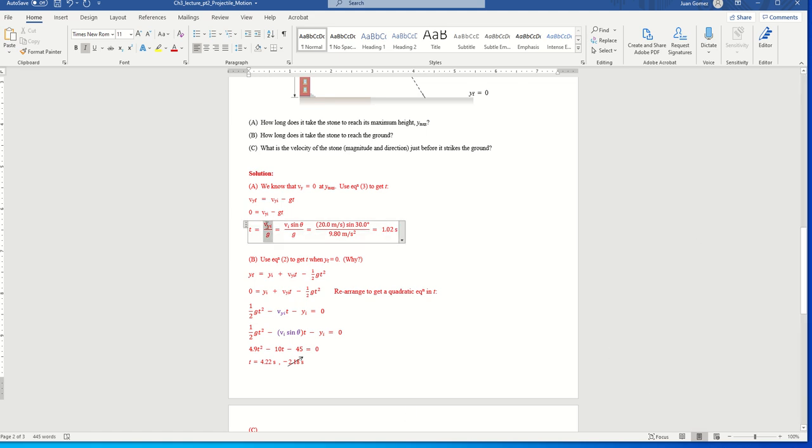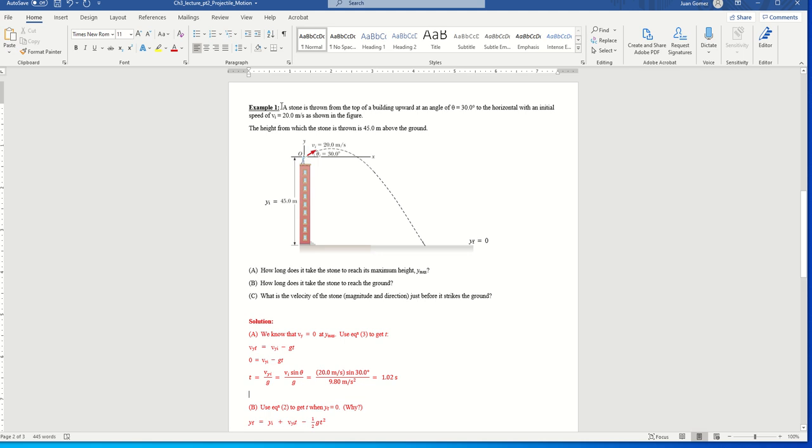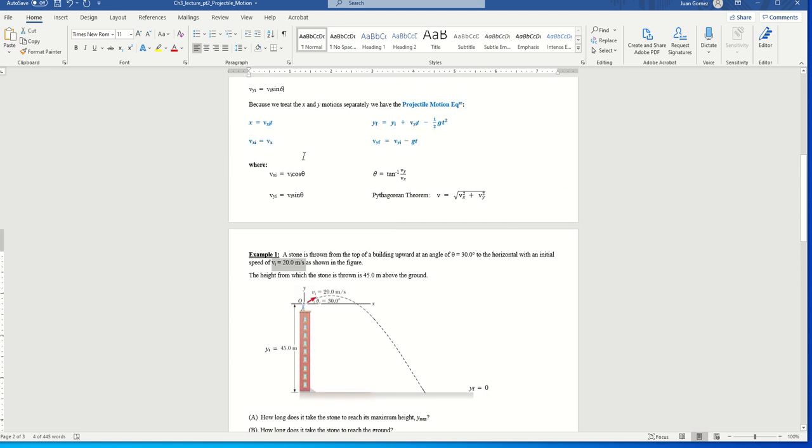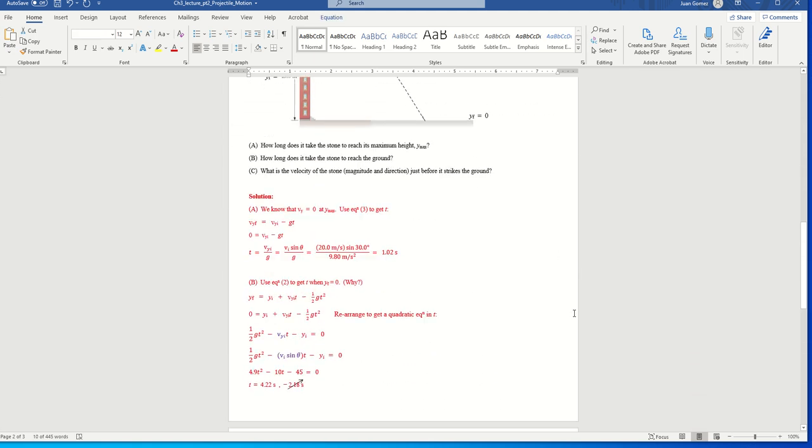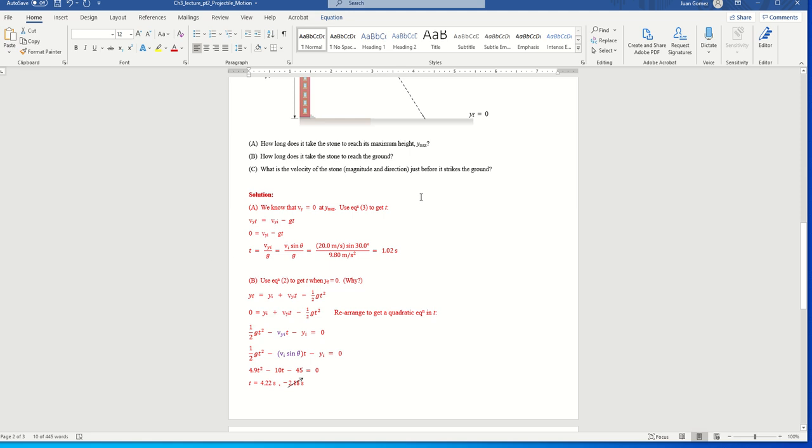Vy initial is V initial sine theta. If you were just to put in 20 meters per second, you're going to lose points because that's clearly not Vy initial. Remember, this is important. Vxi is Vi cosine theta, Vyi is Vi sine theta. Can't stress that enough. All right, so t is Vy initial over g.